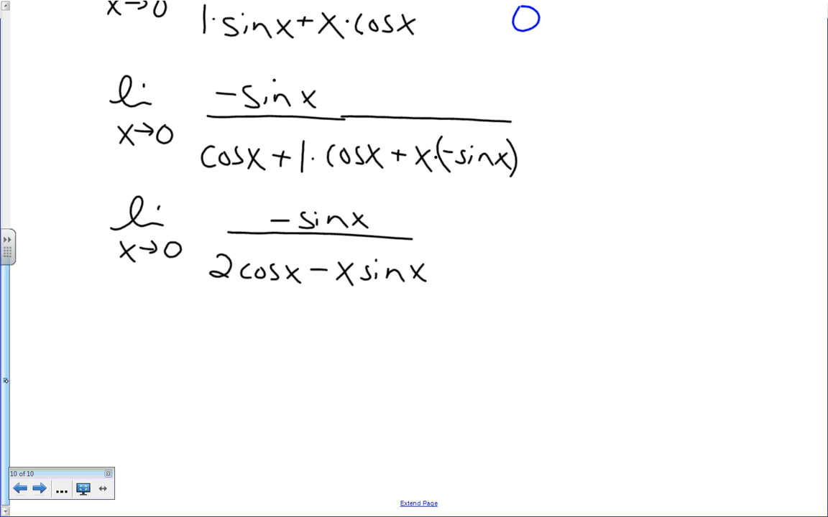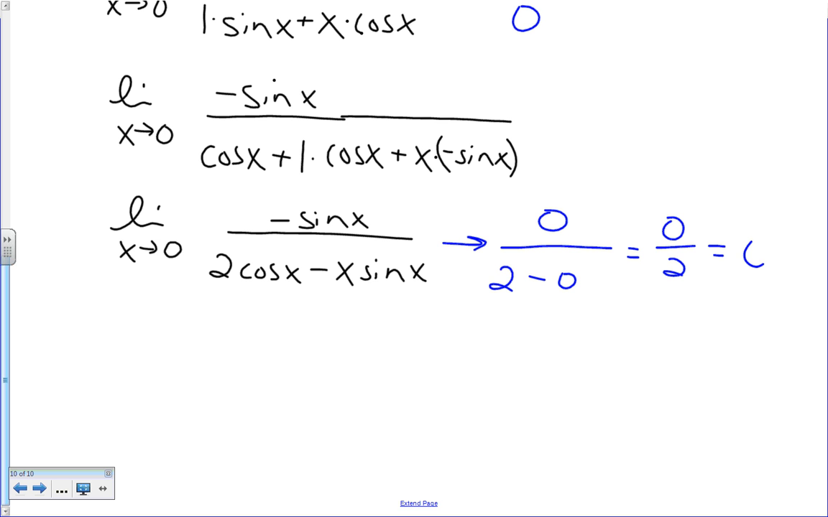All right, and let's see what value this is approaching. So if x goes to 0, sine of 0 is 0. And in the denominator, we have 2 times cosine of 0. Cosine of 0 is 1, of course, so that's 2 times 1. And then minus 0 times sine of 0, that's 0 times 0, so that's minus 0. So this takes on the form of 0 over 2. That is not indeterminate. It's only indeterminate if it's 0 divided by 0, or infinity divided by infinity.